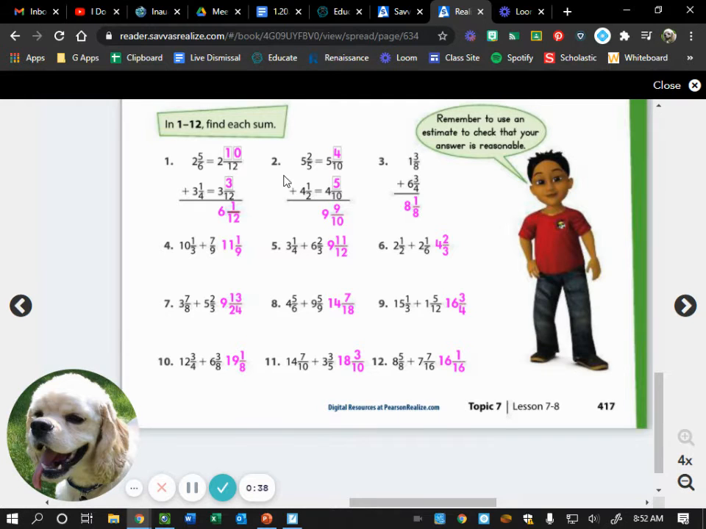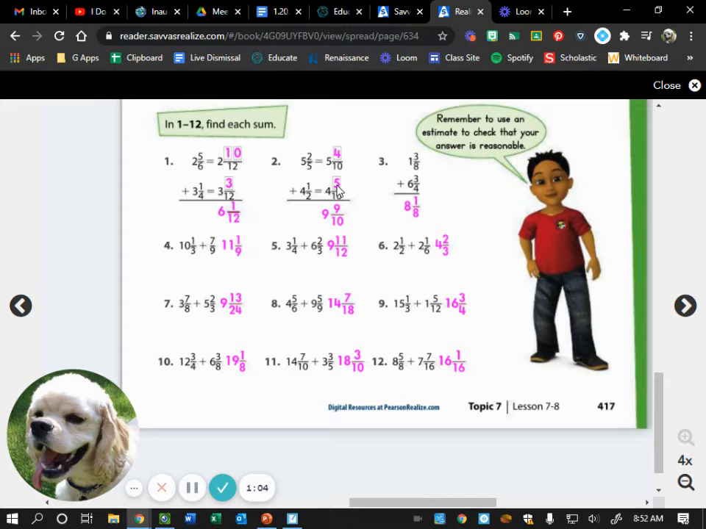For number 2, they already gave you the LCD. You didn't have to do that. So, if we had 5 2/5 and 4 1/2, 10 is the least common denominator. And then we had to convert our fractions. So 5 times 2 gets us 10, so we would take 2 times 2 equals 4. Same with 1/2. 2 times 5 equals 10, so 1 times 5 equals 5.